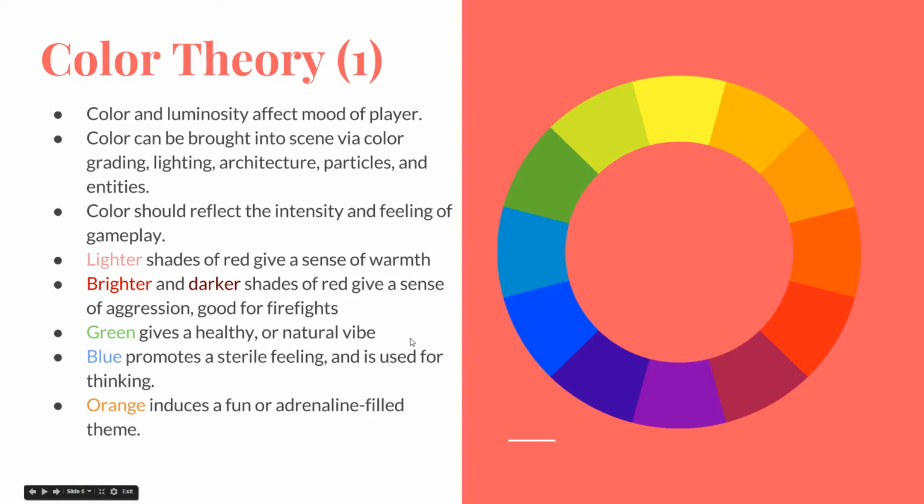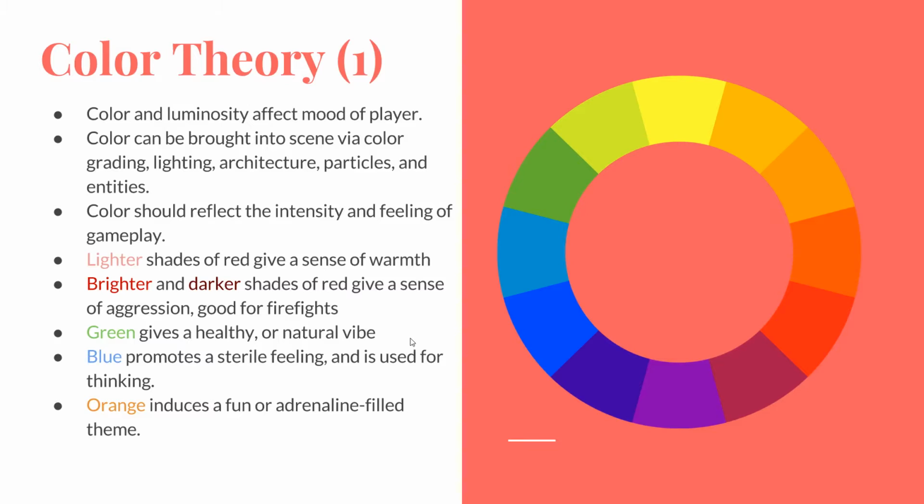So there are many ways that color can be brought into the scene. You can use things like color grading, which is manipulating the colors of an image to set a certain mood. Lighting, architecture, which is the actual painting of the walls and stuff like that. Particles, entities, props, enemies, everything. There are a lot of ways to bring colors into the scene.